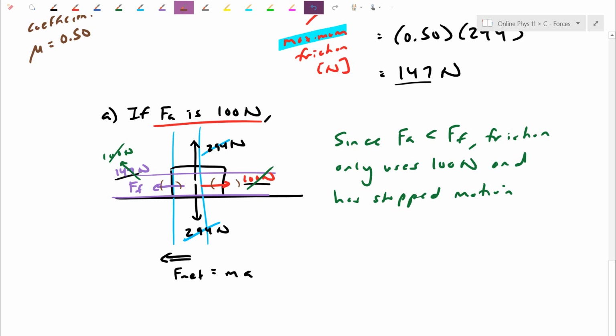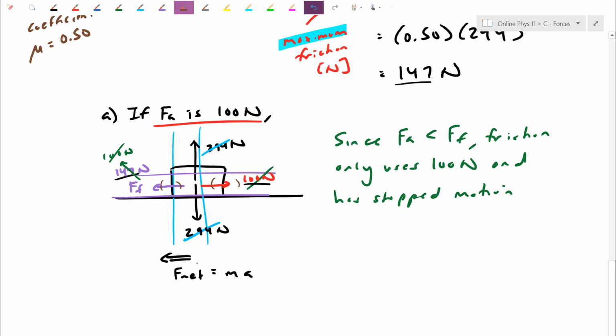And in fact, if friction maxes out at 147, if I pull any more than 147, 148, 200, I'm going to pull so hard that friction is going to try to stop me. But because there are only so many grooves along the surface, friction can only max out at 147. Overall, I could have a net force going forwards, and that is going to cause my acceleration.